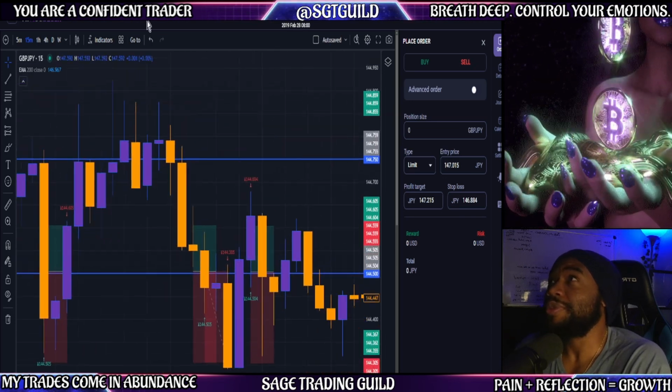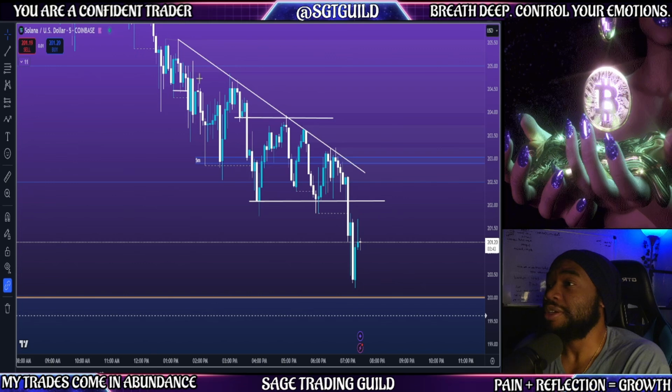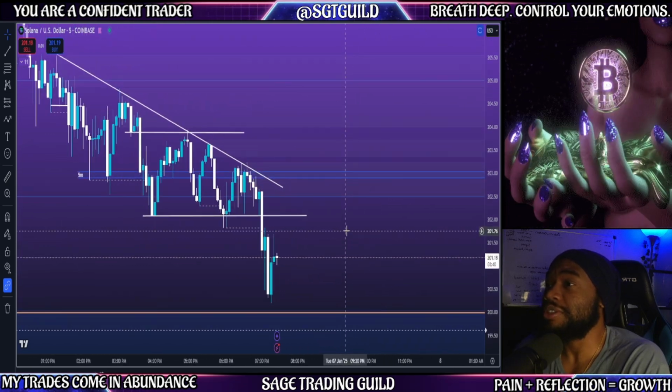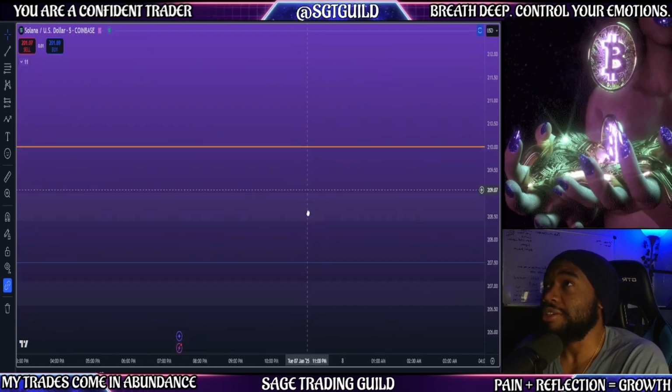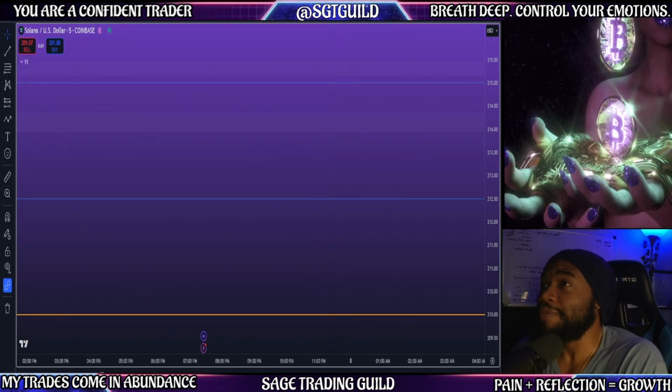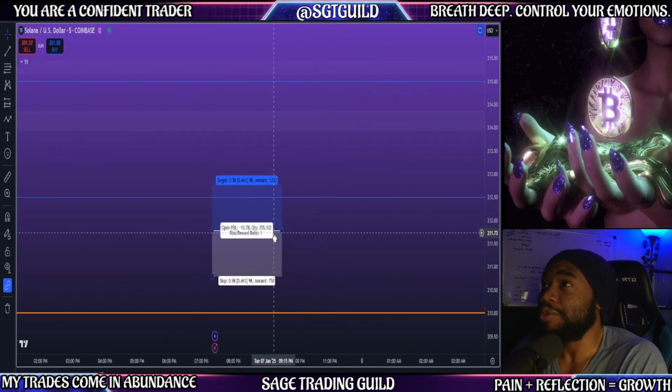So let me show you this, because we really need to drive this home. This is Solana price action. That's some whole other stuff. All right. So this is a standard 1-to-1.